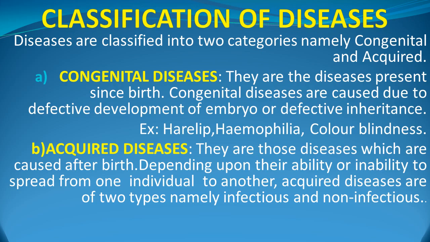As I already discussed, now first we shall move on to congenital and acquired once again. Congenital means, as I told, the diseases which are present since birth. These diseases are caused due to defective development of the embryo or defective inheritance. Examples are hair lip, hemophilia, color blindness, etc. Acquired diseases, as I told, are those caused after birth, and depending upon their ability or inability to spread from one individual to another, acquired diseases are again of two types, that is infectious and non-infectious diseases.